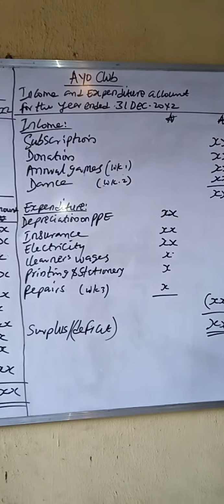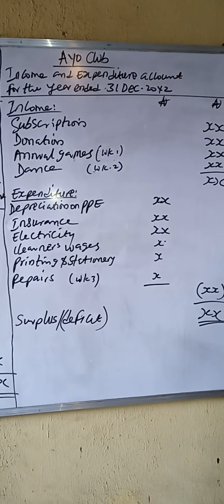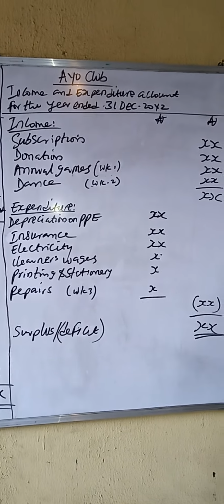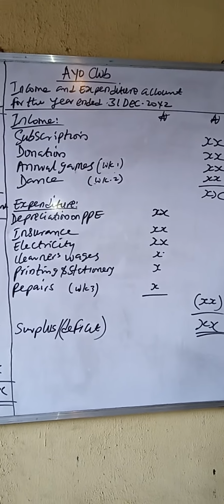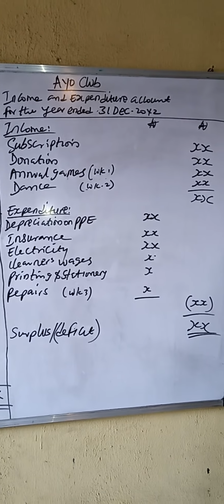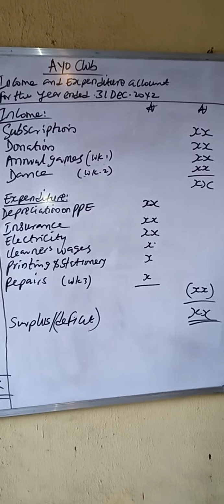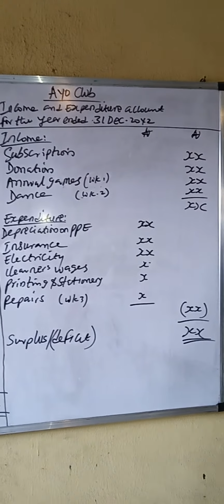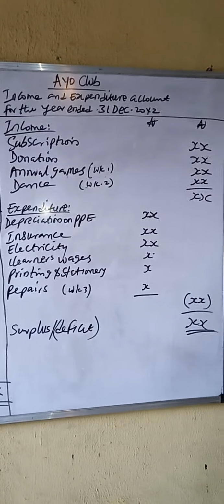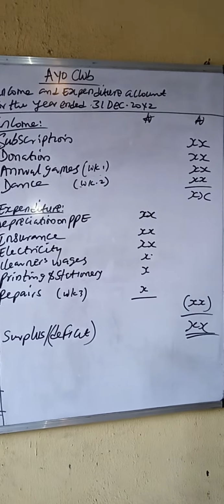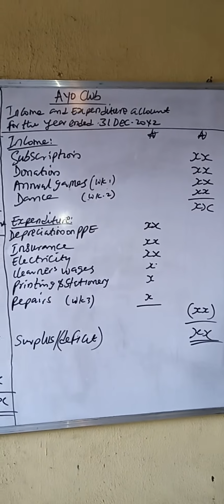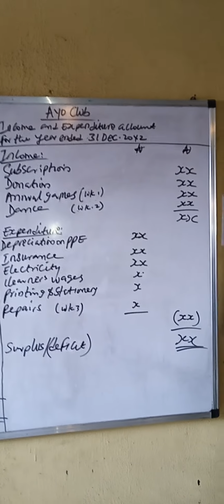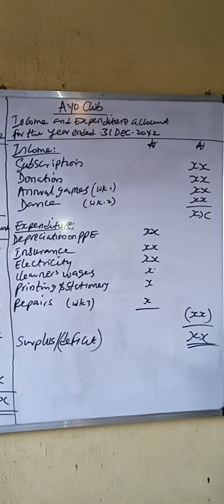We have the insurance expenses, we have electricity, cleaners' wages, and all the salaries. We have printing and stationery, and we have repairs. These are all of the expenditures brought down, and the difference between the total income and expenditure will either be a surplus or a deficit. If it's a deficit, it means that the expenditure is more than the income and the club is running at a very low performance. So we expect that the club should stay at surplus. Can we go ahead? The next is format of statement of affairs.